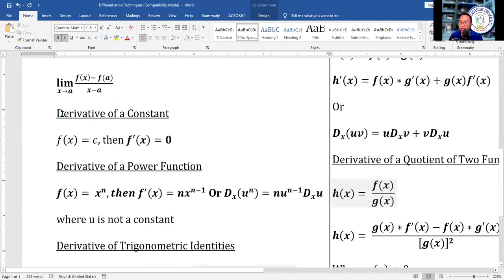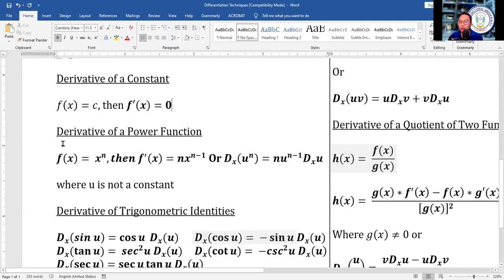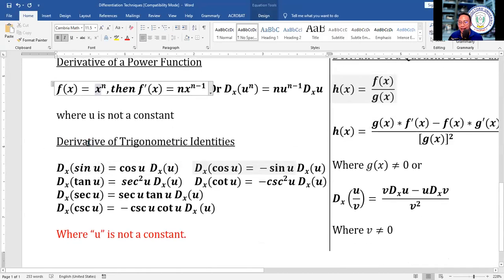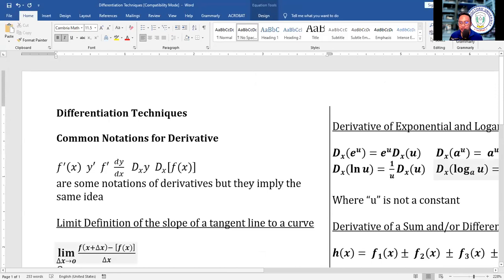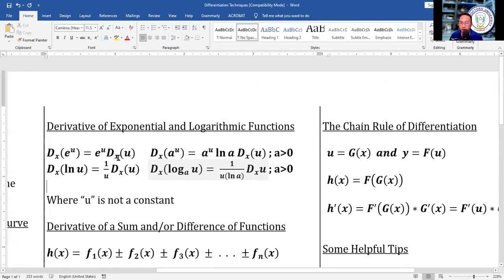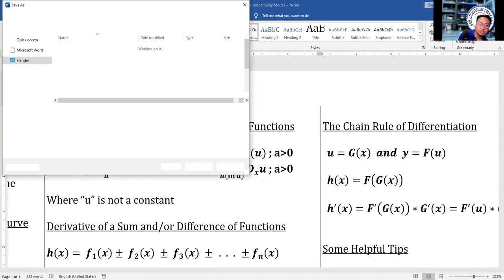We know that we already have covered this, that the derivative of a constant is equal to 0. So if your f of x is equal to c, where c is a constant, then the derivative is equal to 0. This is the power rule, x to the power of n. And later on, we'll discuss the trigonometric identities. But before the trigonometric identities, we are going to cover first the derivative of the exponential.